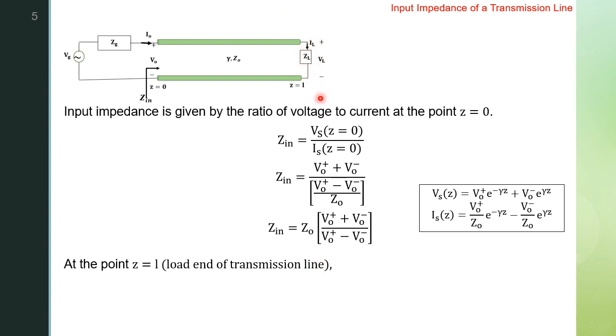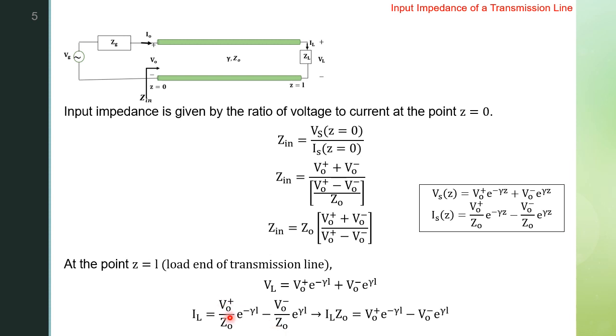The voltage across the load is VL. When you substitute Z equal to L, you get VL equal to V0 plus e raised to minus gamma L plus V0 minus e raised to gamma L. And the current through the load is given by IL, which is V0 plus by Z0 e raised to minus gamma L minus V0 minus by Z0 e raised to gamma L. When you take this Z0 to the left-hand side, you get IL into Z0 equal to V0 plus e raised to minus gamma L minus V0 minus e raised to gamma L.